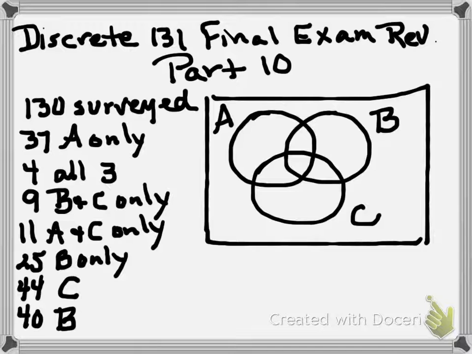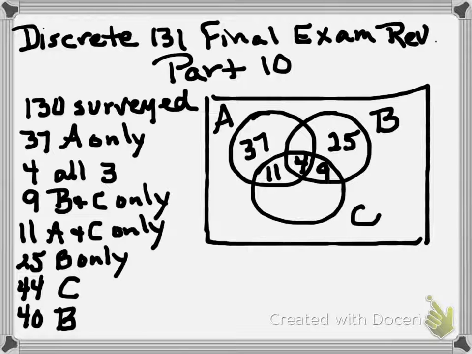So A only would put 37 in this region. 4 from all 3 is in the center where the 3 circles intersect. B and C only does not include A, so that would be 9 here. A and C only does not include B, puts 11 in here. 25 from B only is here.